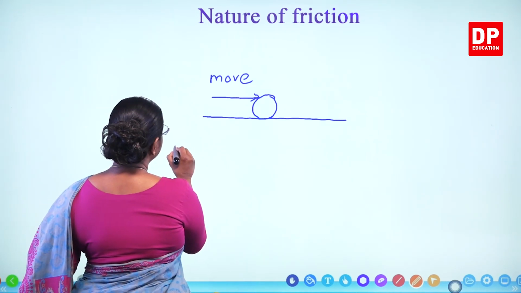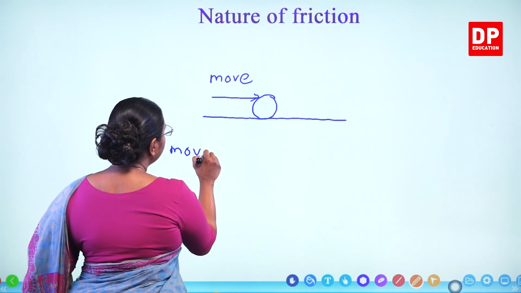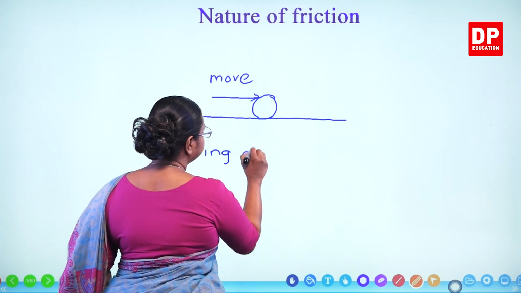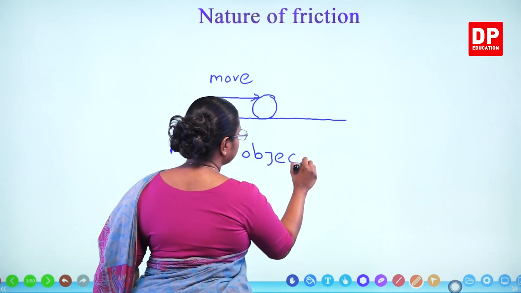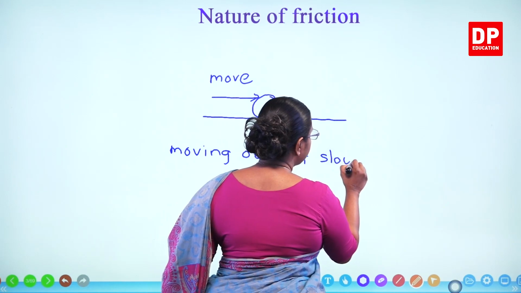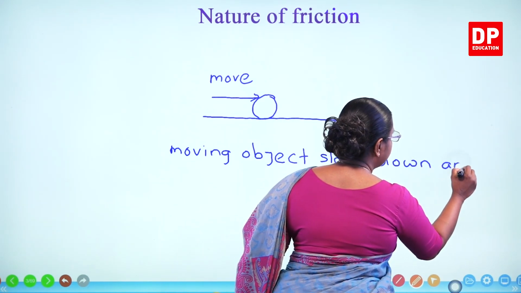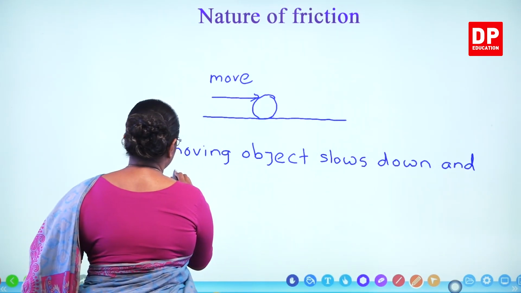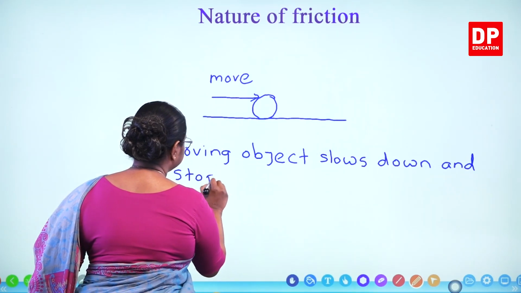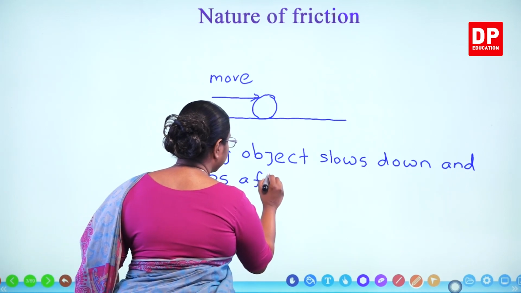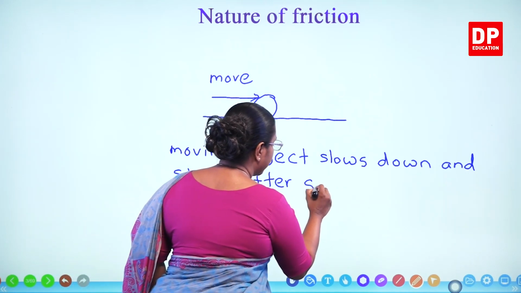So here the observation will be: the moving object slows down and stops after some time.